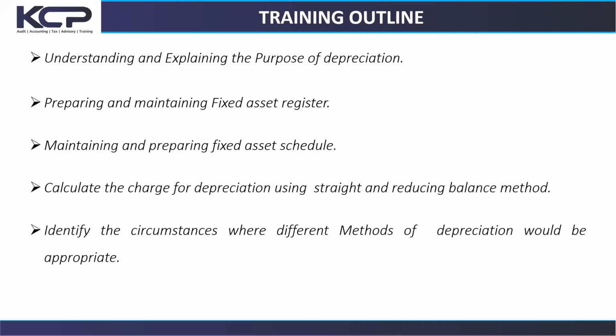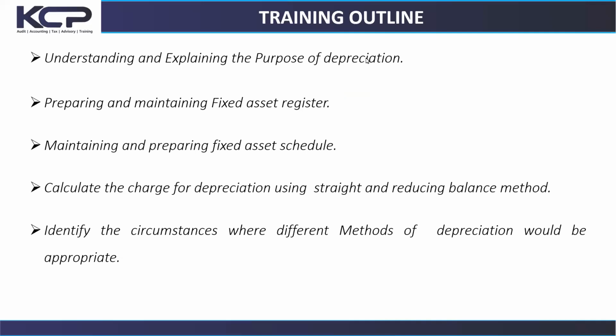Okay, so a fixed asset register is just like a document showing a list of all the assets that an organization owns and controls, while a fixed asset schedule shows the movements between assets. That's the cost, the depreciation, and the balance at every year end. That's what the fixed asset schedule contains. That's just the difference.